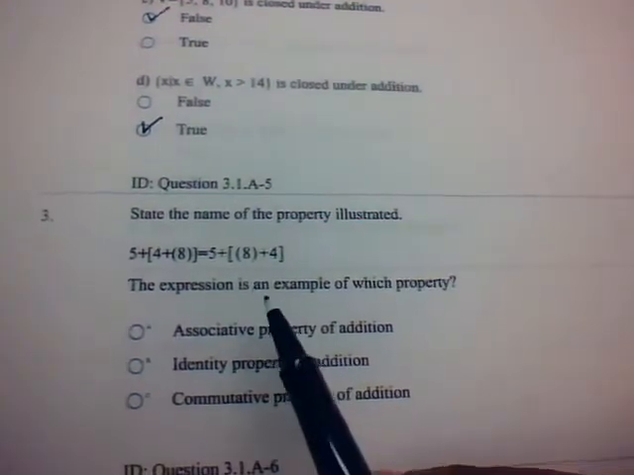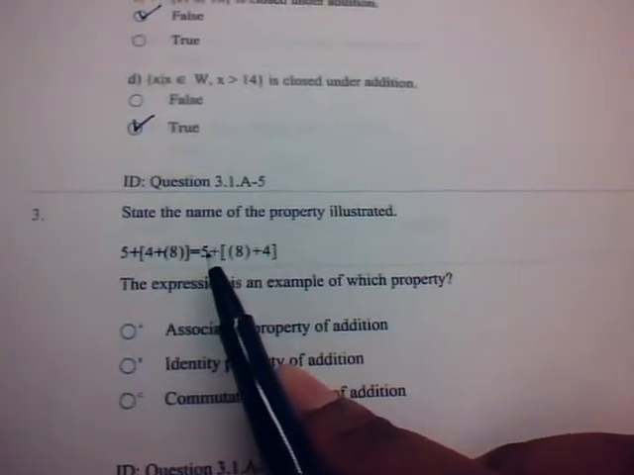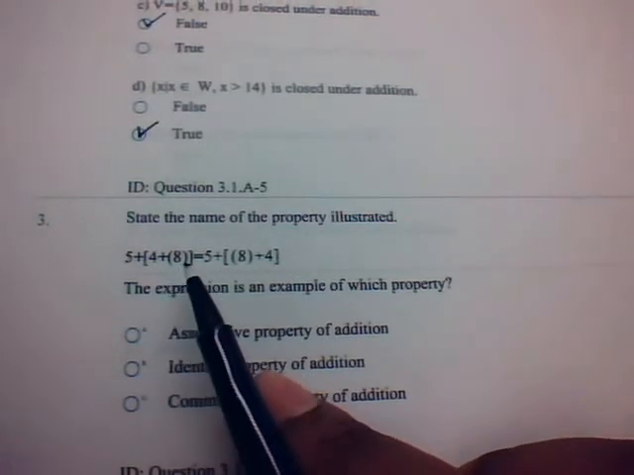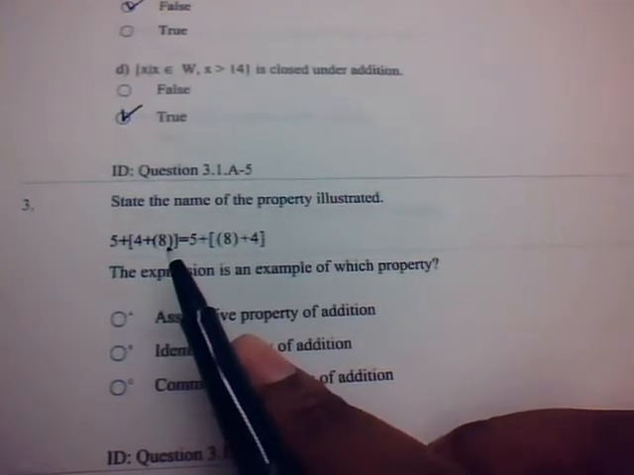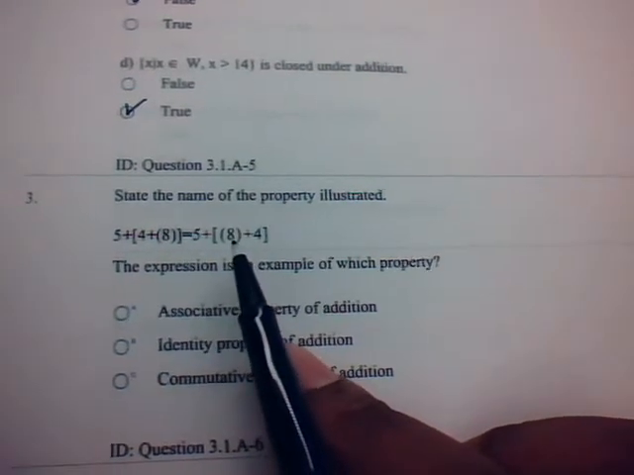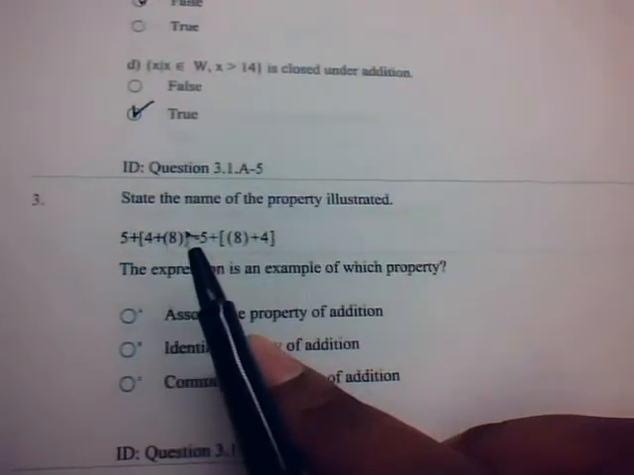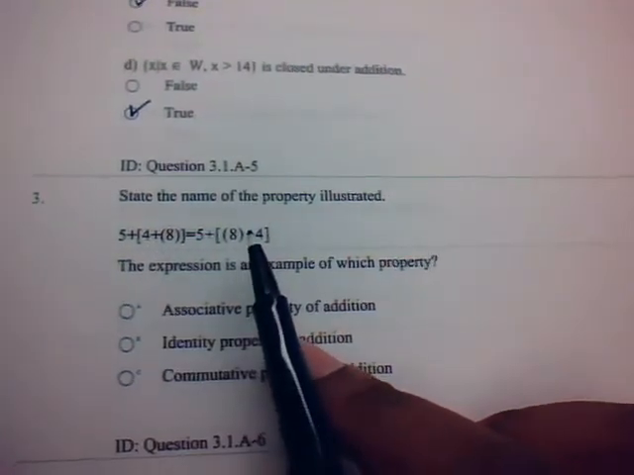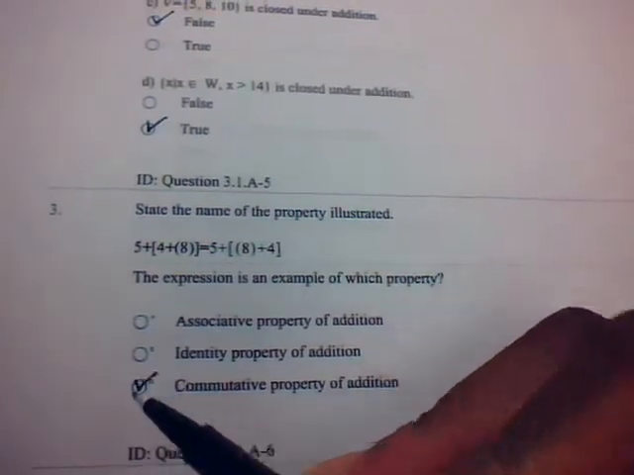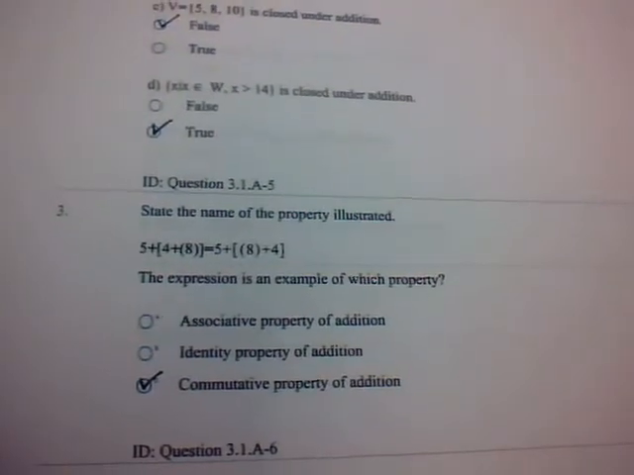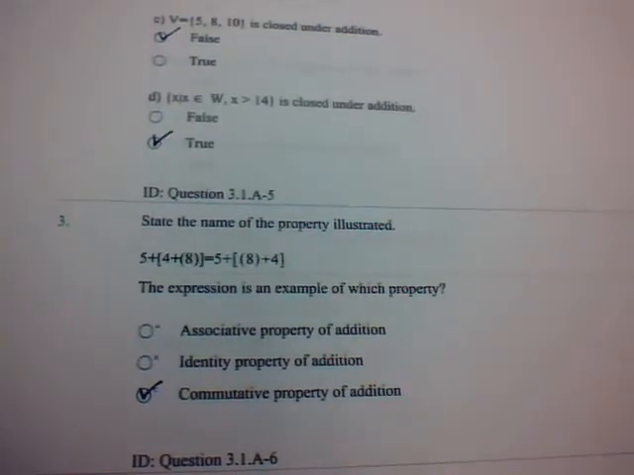Now let's look very carefully. The 5 is still on the outside. Look at the 4 and the 8, and look at the order of where the 4 and the 8 is. You got 4 plus 8 here in the bracket, and then on this other bracket on the right side, you got 8 plus 4. Here the order has changed. So this would mean I have the commutative property of addition.